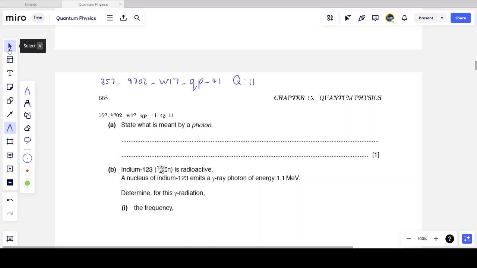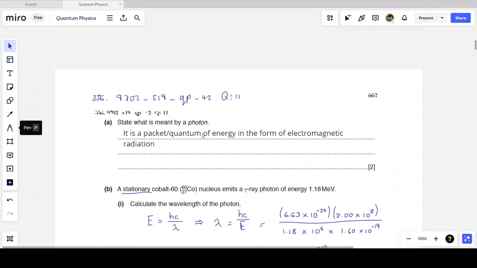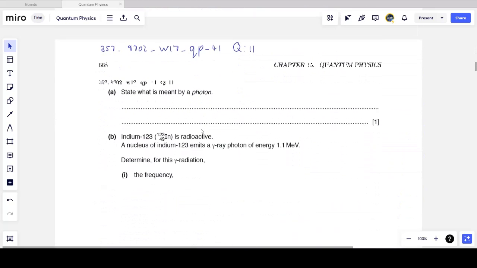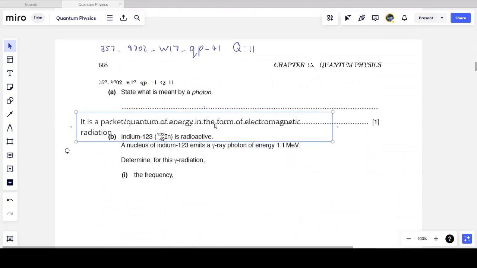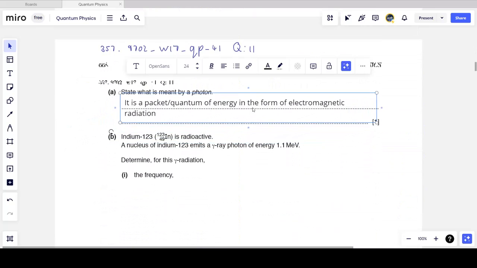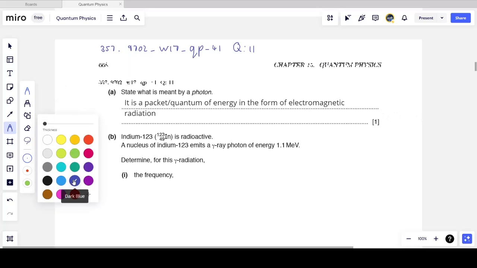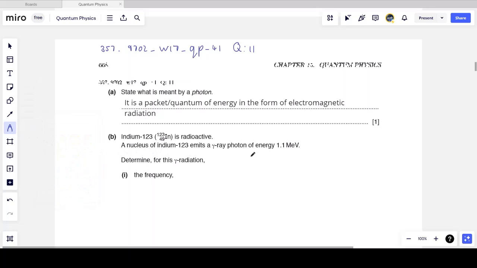So again, they ask us to state what is meant by a photon. You can see that this is probably going to be a very common type of question. So being a lazy physicist, I'm going to copy and paste that because by now you memorize this to the T. What is meant by a photon? It is a packet or a quantum of energy that is in the form of electromagnetic radiation. The number of marks may vary, but I don't think that your answer to this question should necessarily vary. I think this is the most basic but best answer to give to what is meant by a photon.